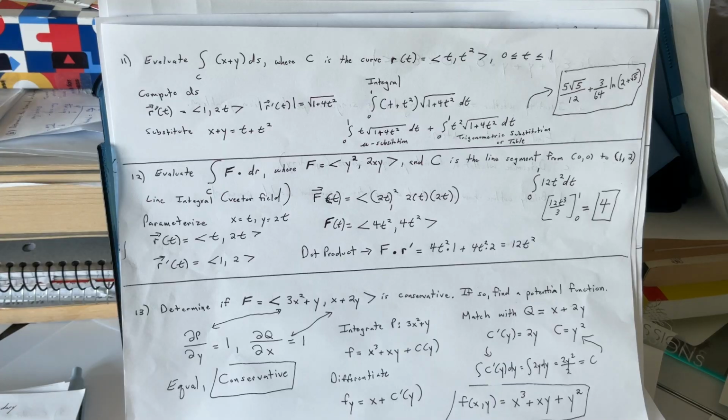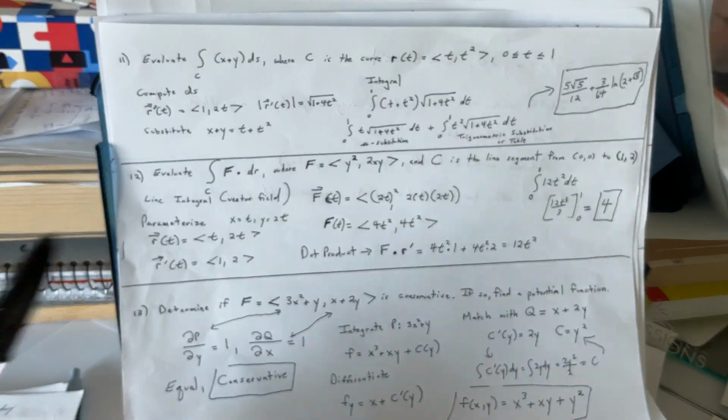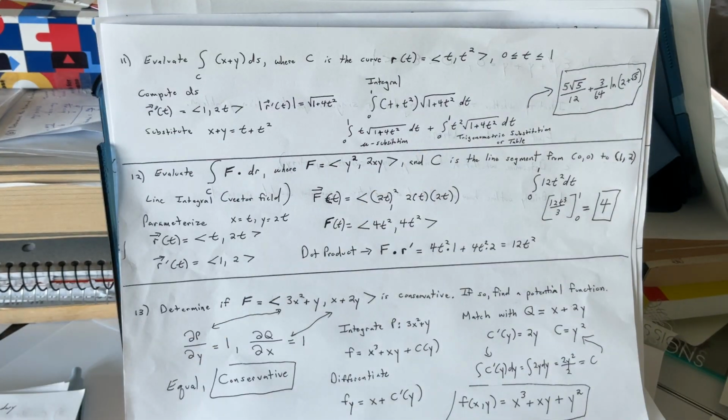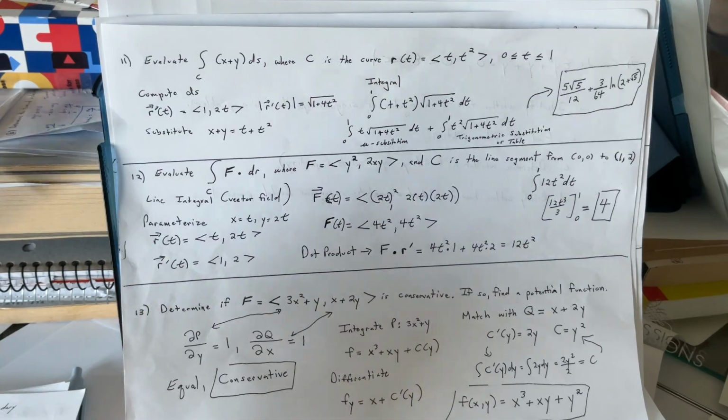Here's 12. Almost halfway there. Now you have the integral of F dot dr, where F has components y squared, 2xy, and C is the line segment from 0, 0 to 1, 2. So here we have a line integral of a vector field along this C. If you get in this situation, a line integral of a vector field, the way to go is to parameterize.